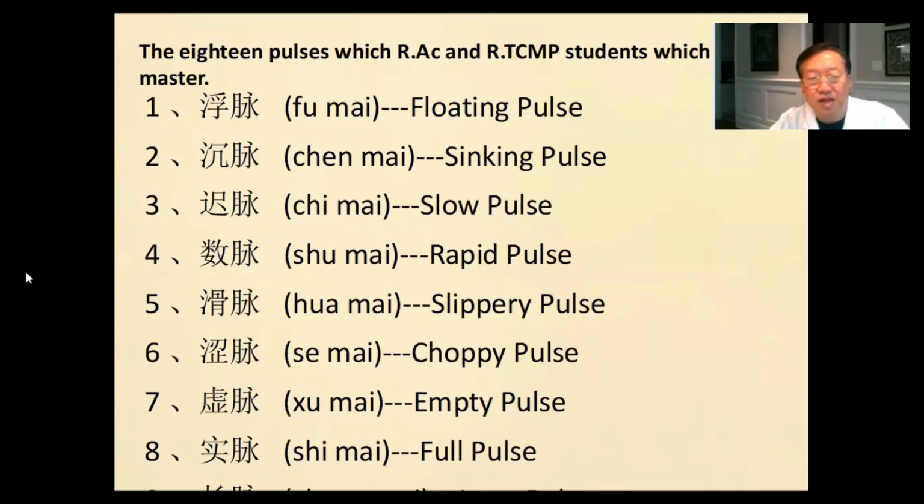The 18 pulses which RAC and TCM students must master. 1. Fu Mai, floating pulse. 2. Chen Mai, sinking pulse. 3. Chi Mai, slow pulse. 4. Shu Mai, rapid pulse. 5. Hua Mai, slippery pulse.